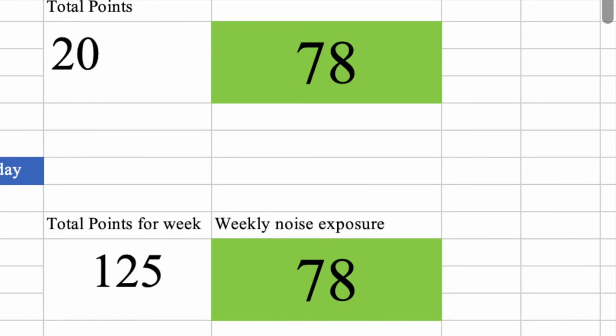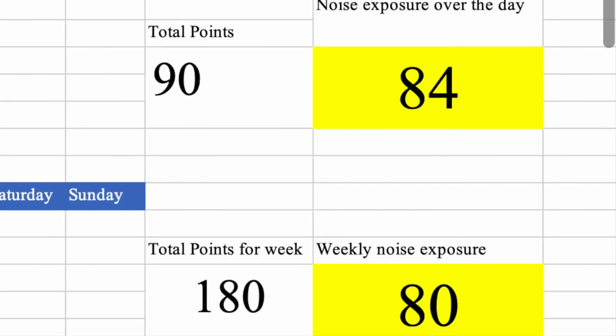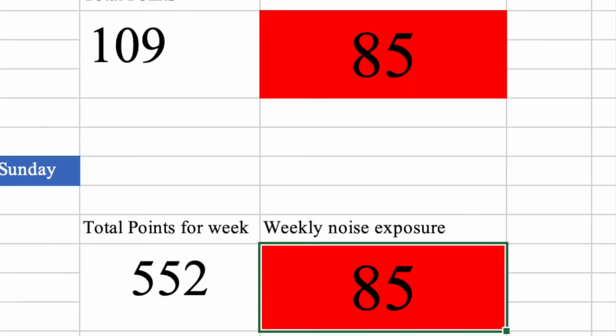The total points must not exceed 100 for daily exposure and 500 for weekly exposure. The colored squares indicate green for below exposure. If the square is yellow you must be provided with hearing protection and if it is red it means hearing protection must be worn or you will damage your hearing.